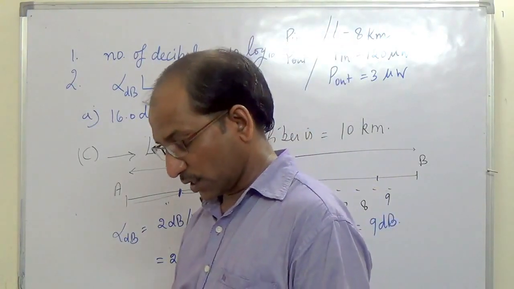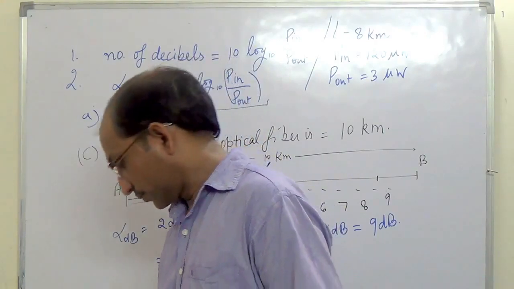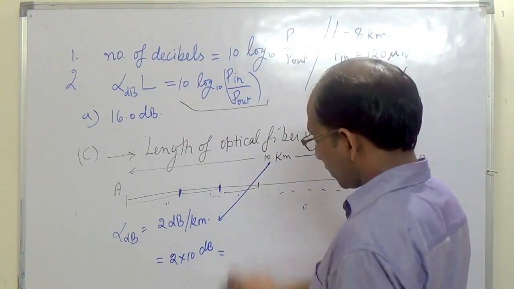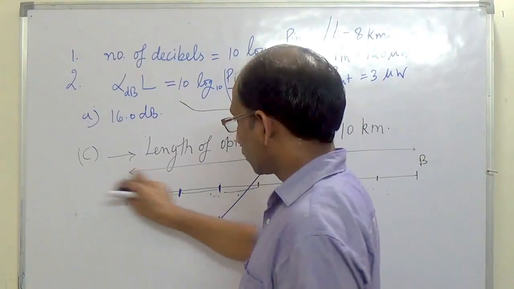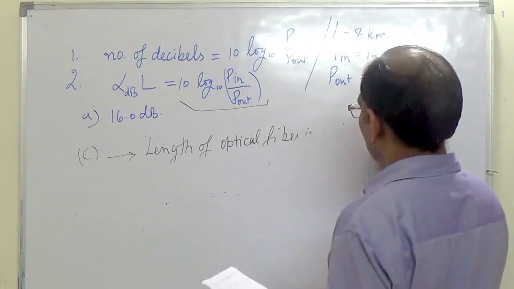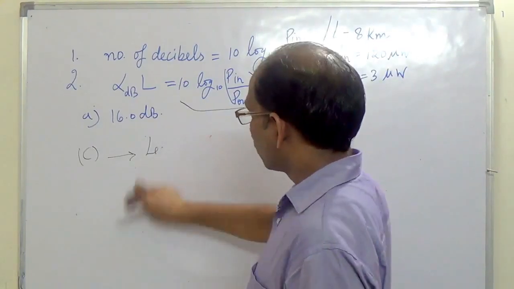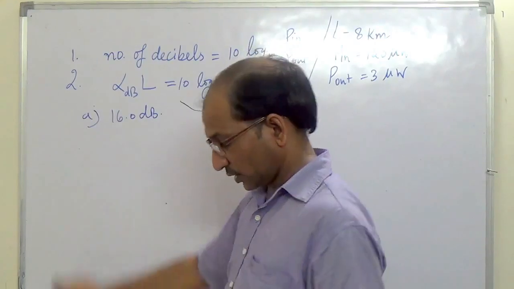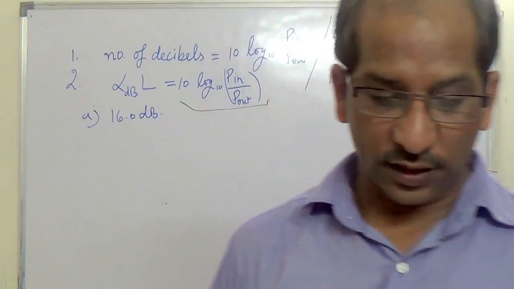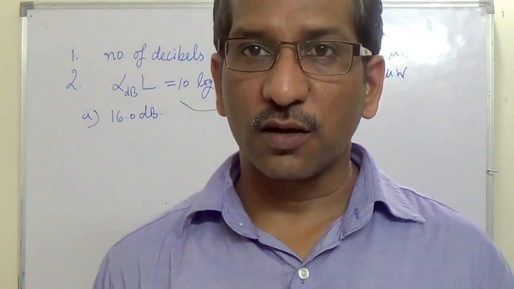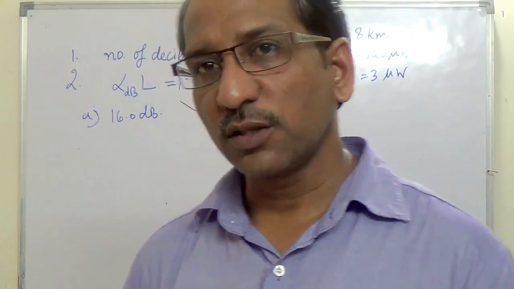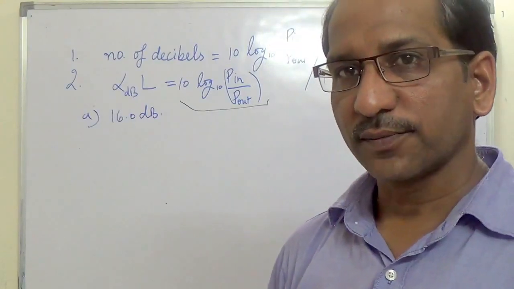And now the fourth part, D part of this numerical problem, is that we have to find out the ratio of P input and P output, right? And in which case, the case is C. The statement of the numerical problem was the input output power ratio in C. So we have to find out the ratio of power.